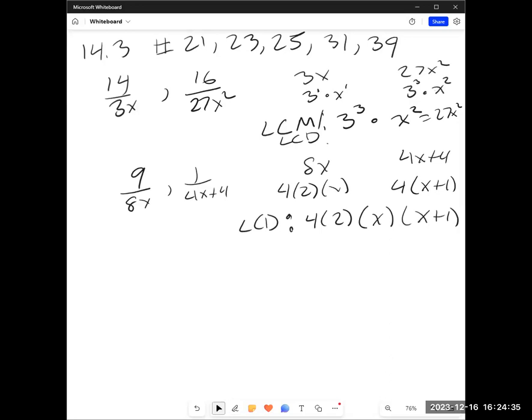So let's actually write it this way. This is 2 to the third, and this is 2 to the second. Because those had a common base, I almost made a number that was too big. So I only need 2 to the third as my factor in my LCD for the 2's. So this is going to be an LCD of 8x times x plus 1. I would leave it in factored form like that, but if you want to multiply it out, it's 8x squared plus 8x.